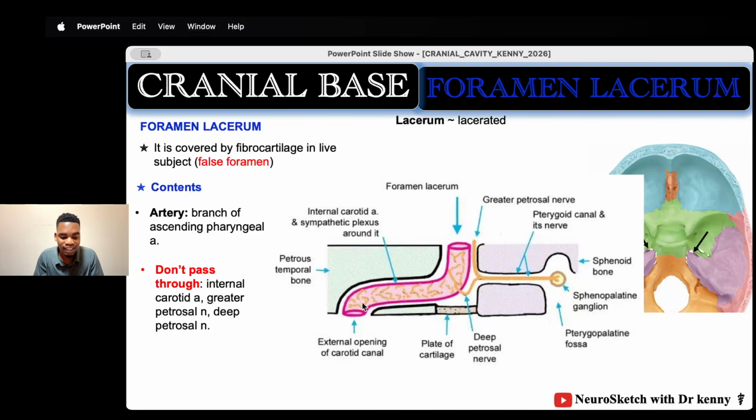Now, the internal carotid artery has its own foramen or canal through which it goes to the cranial cavity, but it passes above, on the superior part of the foramen lacerum, to enter the cranial cavity after getting out of the bone canal. We're going to discuss the carotid canal shortly, and this is what I want to emphasize more on the foramen lacerum. But sometimes, and this is inconsistent, it transmits branches of the ascending pharyngeal artery.